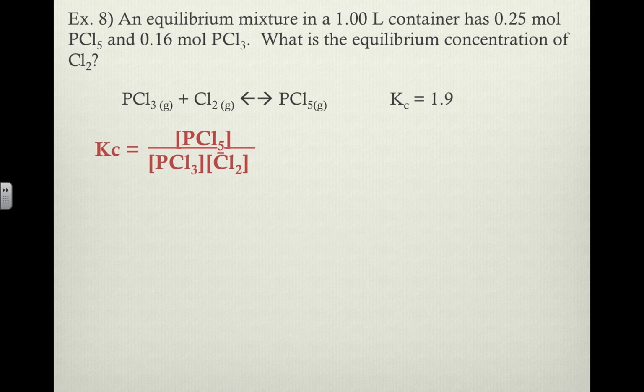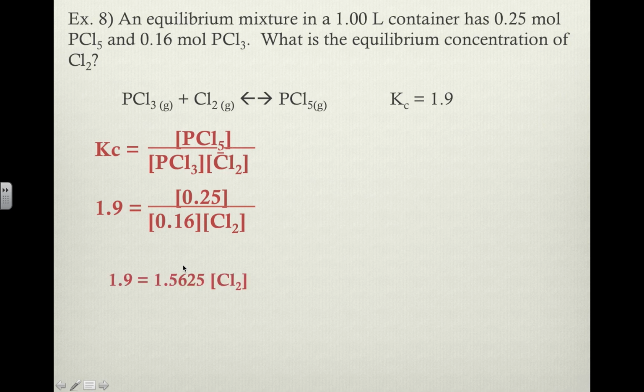So I'm going to write the Kc expression, and we know that that's equal to 1.9. We also know 2 of our 3 concentrations. So here we're just going to flex our math muscles a little bit and solve for chlorine. And our chlorine concentration comes out to be 1.216 molar, or moles per cubic decimeter.